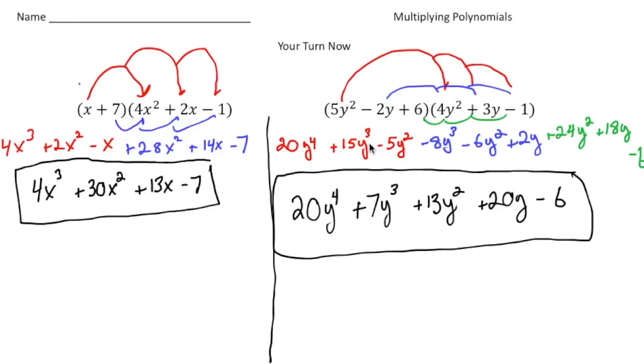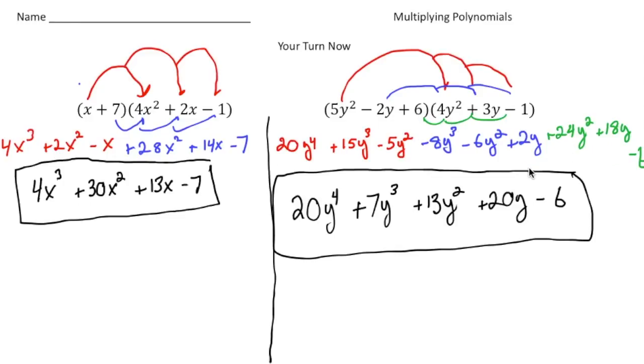So this one we were multiplying 2 trinomials. And this takes a little more room, a little more space. But again, I multiplied each term of the trinomial by each term of this trinomial. So 5y squared gives you what's in the red. Negative 2y times the trinomial gives you what's in the blue. And then 6 times the trinomial gives you what's in the green.